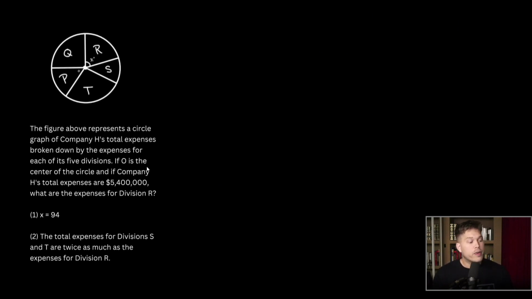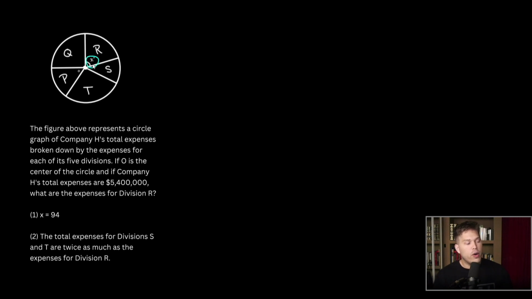The figure above represents a circular graph of company H's total expenses broken down by the expenses for each of its 5 divisions. If O is the center of the circle, and if company H's total expenses are 5.4 million, what are the expenses for division R? Okay, statement 1 says x equals 94 degrees. Up here we have an x degrees.